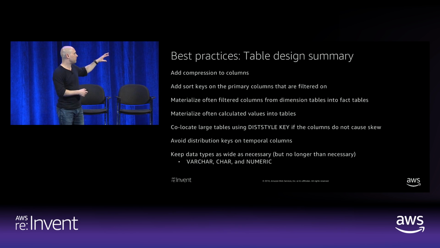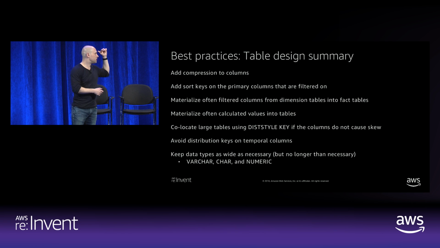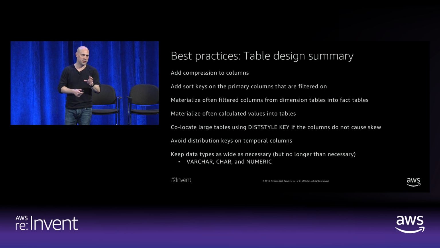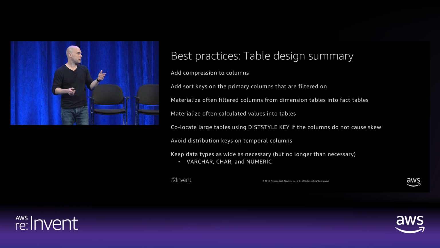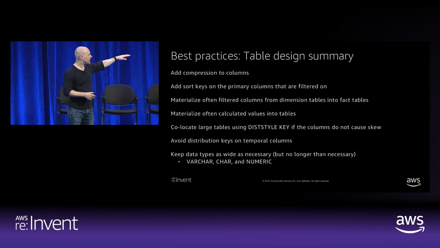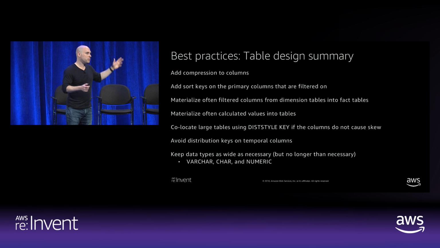I didn't really mention this, but the temporal columns usually make a poor choice of distribution. So I think based on time, usually doesn't distribute very well. Worst one I've seen, I think, is when someone picks like month to be the distribution key. It does not work.